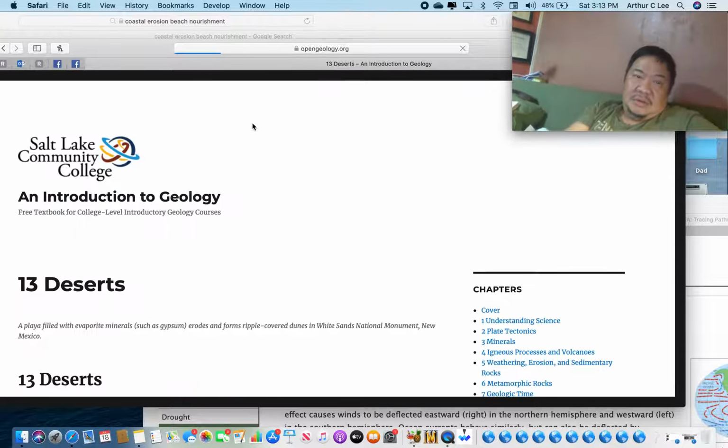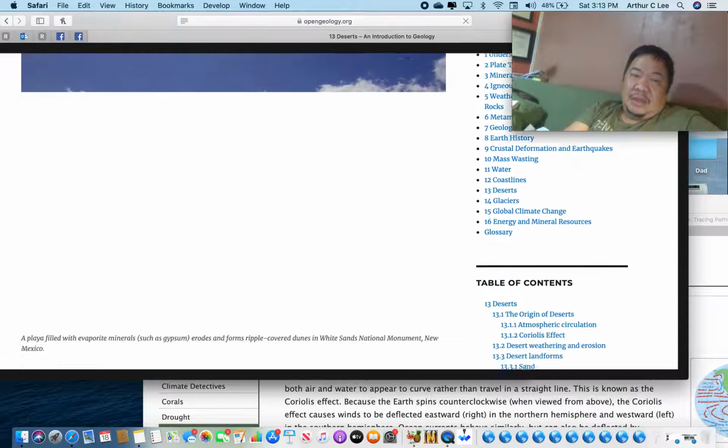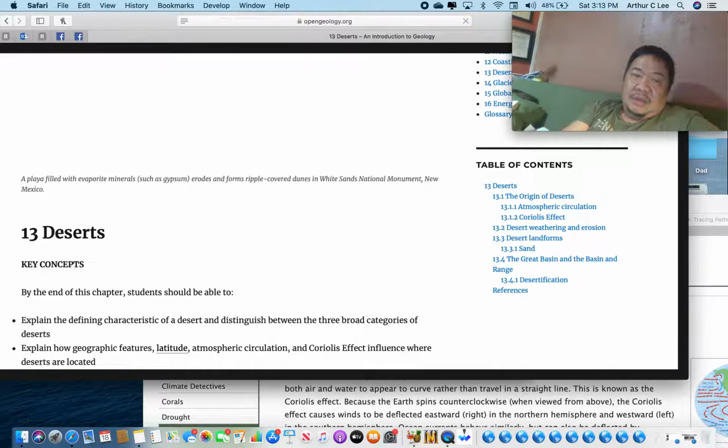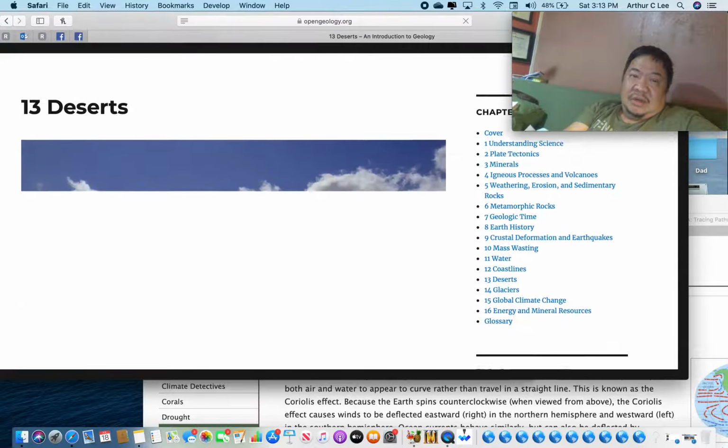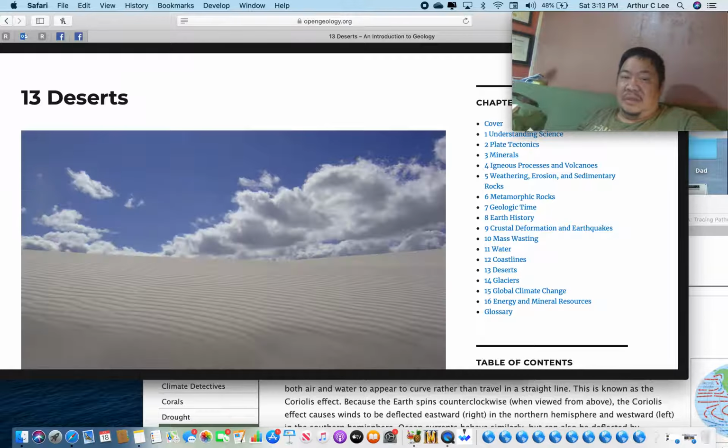Deserts. Okay, chapter 13. This will be the last chapter that we're going to talk about. What are deserts? Well, deserts are places that are dry, that have low precipitation 12 months a year. That's a desert. At the moment, 10% of the Earth's surface is covered by deserts.